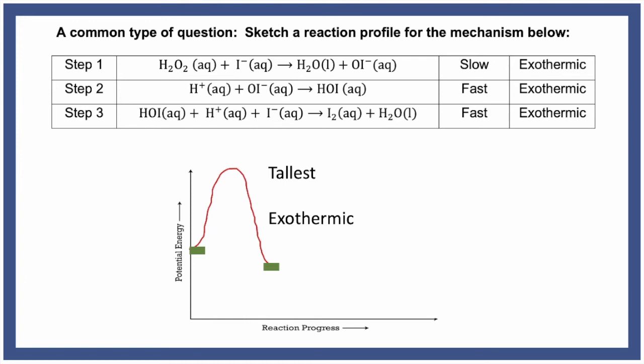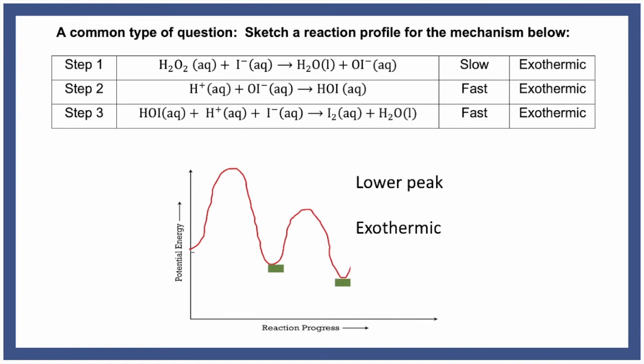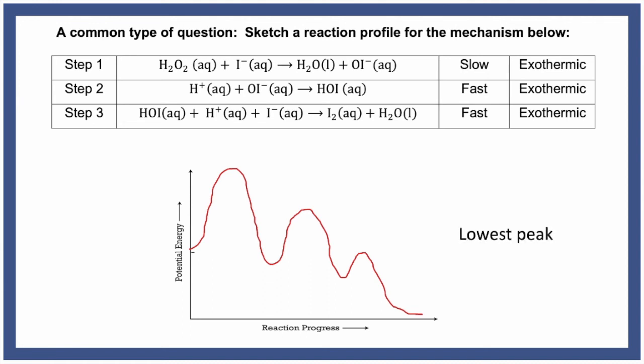So when we draw this, we need to make sure that the potential energy of the products is lower than the potential energy of the reactants that went into this reaction. We also need to make sure that the activation energy for this reaction is smaller than it was for the first reaction. Now, let's draw the final hump. We know that this reaction is going to be exothermic, so we want to make sure that our products are much lower in energy than our reactants were. We also know that it's a fast reaction, so we need to make sure that the activation energy is lower than it was for the first reaction.